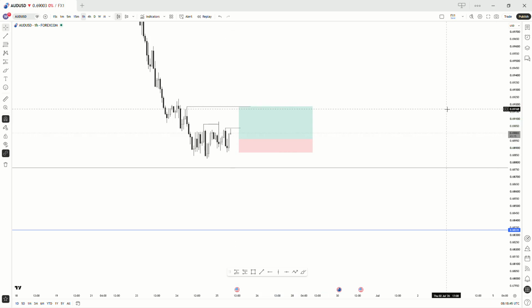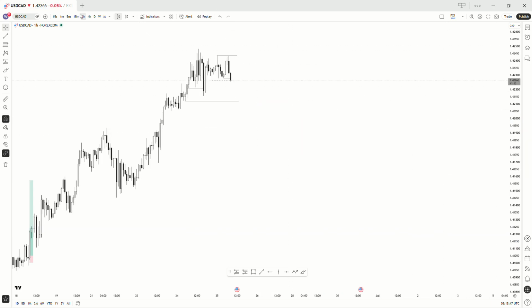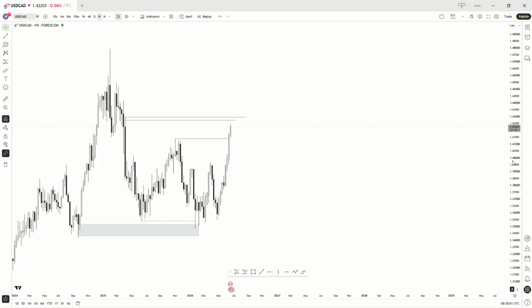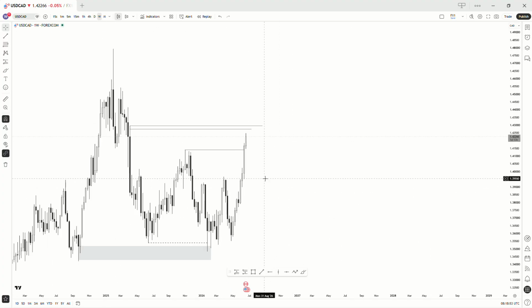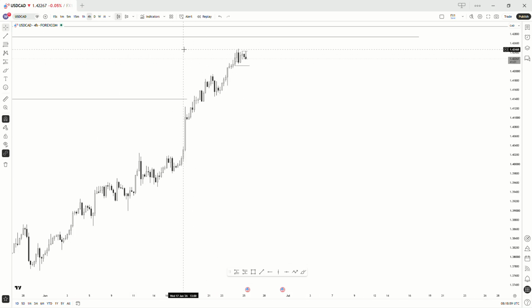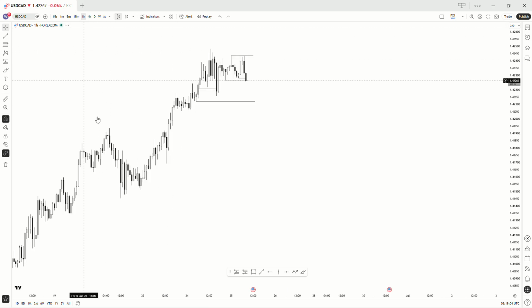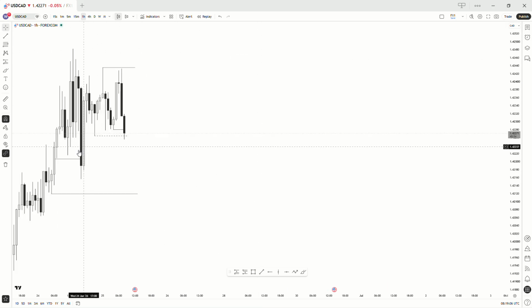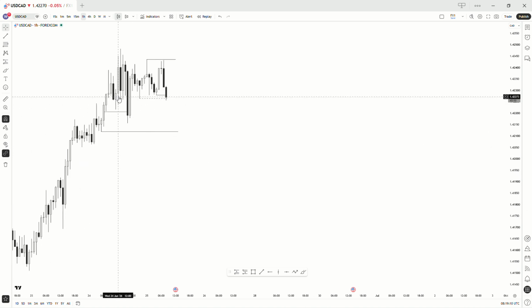So on the next pair, USDCAD. USDCAD is very bullish at the moment. It's a pair which I'm not really interested in, but I think there's a possible move on USDCAD. So jumping on to the 1 hour time frame, what we can see is that price has sold off to these lows and trapped these buyers at this point.